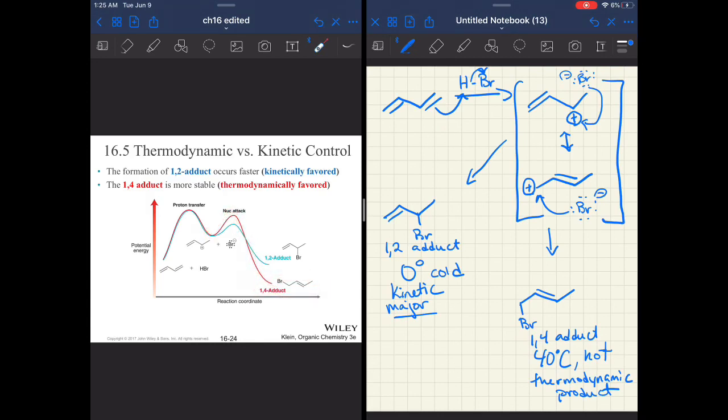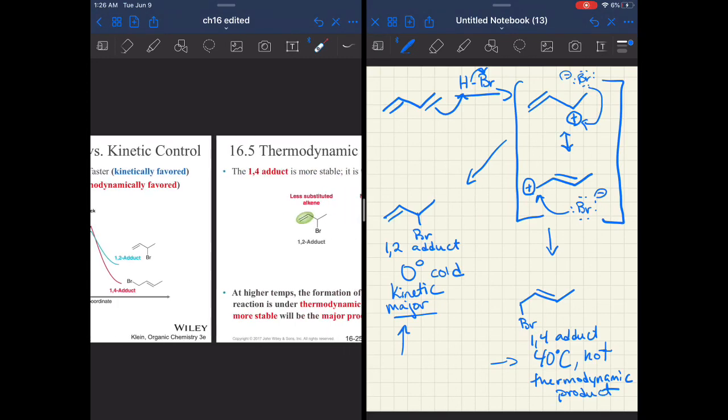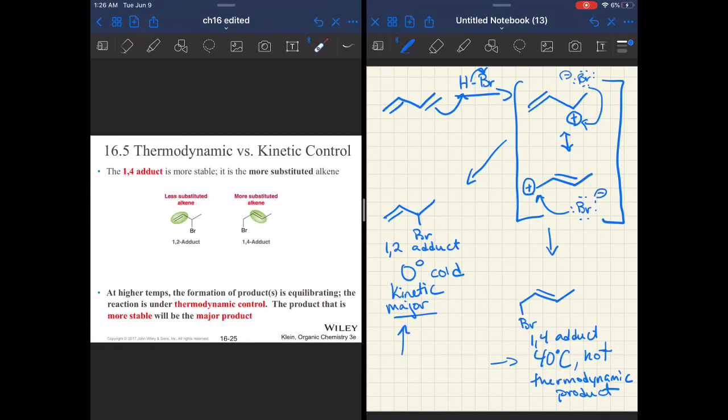Now, to answer a question, you don't have to draw this. You just need to know 1,2 is cold, 1,4 is hot. And this is just explaining that.